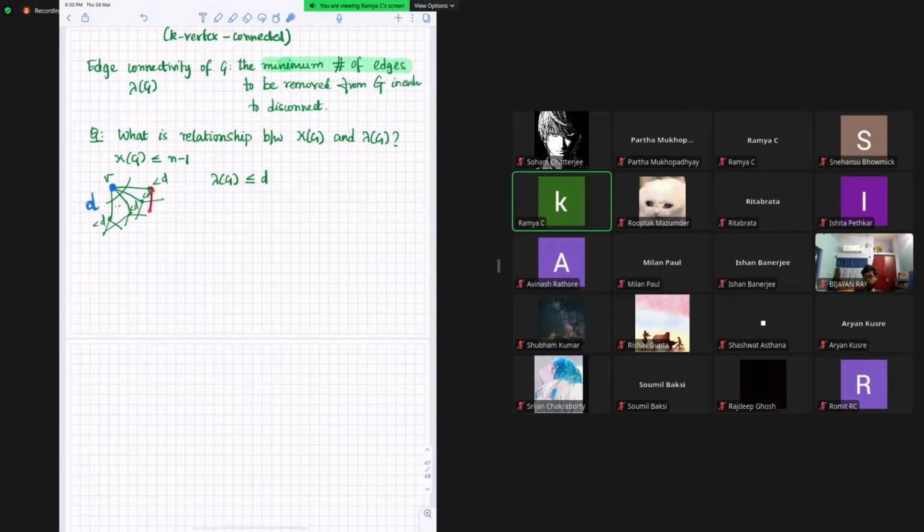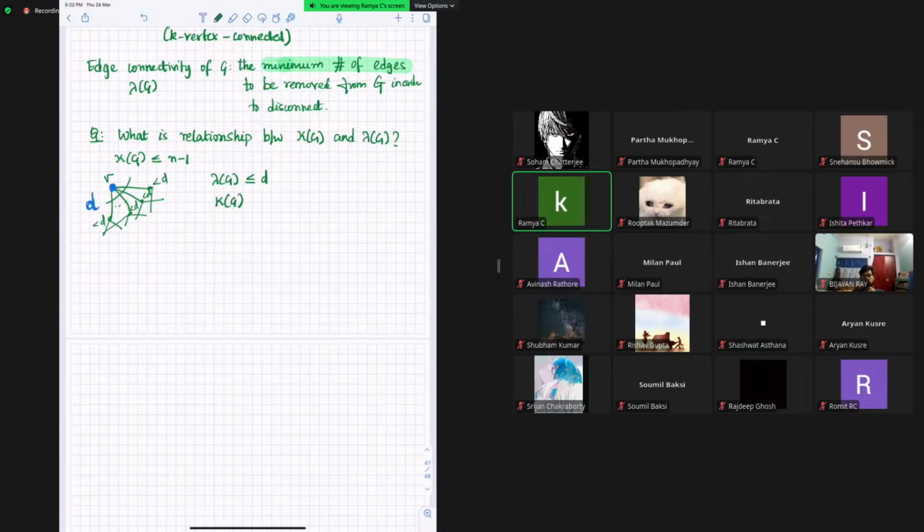Of course, you can do better. Maybe there is another nice choice of edges that you can take to disconnect the graph. But definitely this one disconnects the graph, right? If you remove all of them, then b is separate from the rest of the graph. So lambda of G is at most d. Now, can someone do the same argument for kappa of G? How large can it be if the maximum degree is d? We can remove all the edges incident to v.